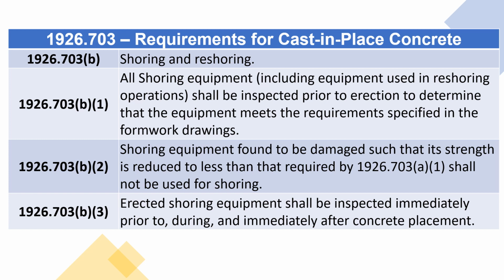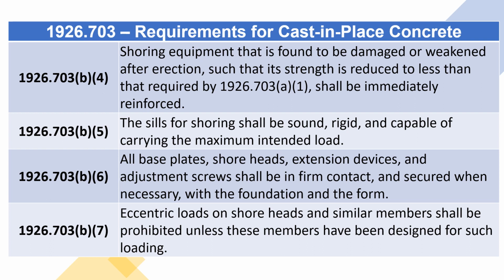1926.703(b)(2) Shoring equipment found to be damaged such that its strength is reduced to less than that required by 1926.703(a)(1) shall not be used for shoring. 1926.703(b)(3) Erected shoring equipment shall be inspected immediately prior to, during, and immediately after concrete placement. 1926.703(b)(4) Shoring equipment that is found to be damaged or weakened after erection, such that its strength is reduced to less than that required by 1926.703(a)(1), shall be immediately reinforced.